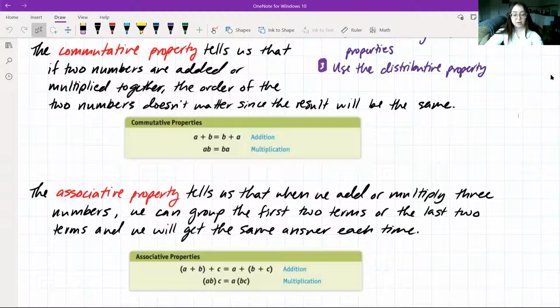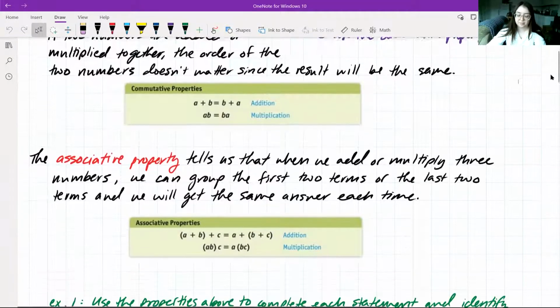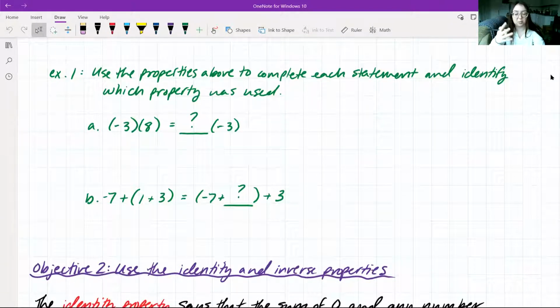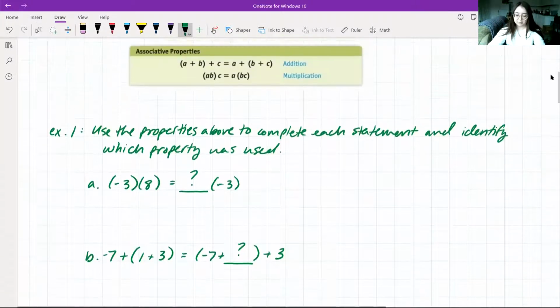So basically with our commutative and our associative properties, they're just telling us that if we were to rearrange whatever expression that we have, we'll get the same answer if we rearrange them in certain ways. So that's all that these two properties are really telling us. One just deals with the order and the other deals with our parentheses or grouping certain values here. So thinking of these properties, we can go on to our examples.